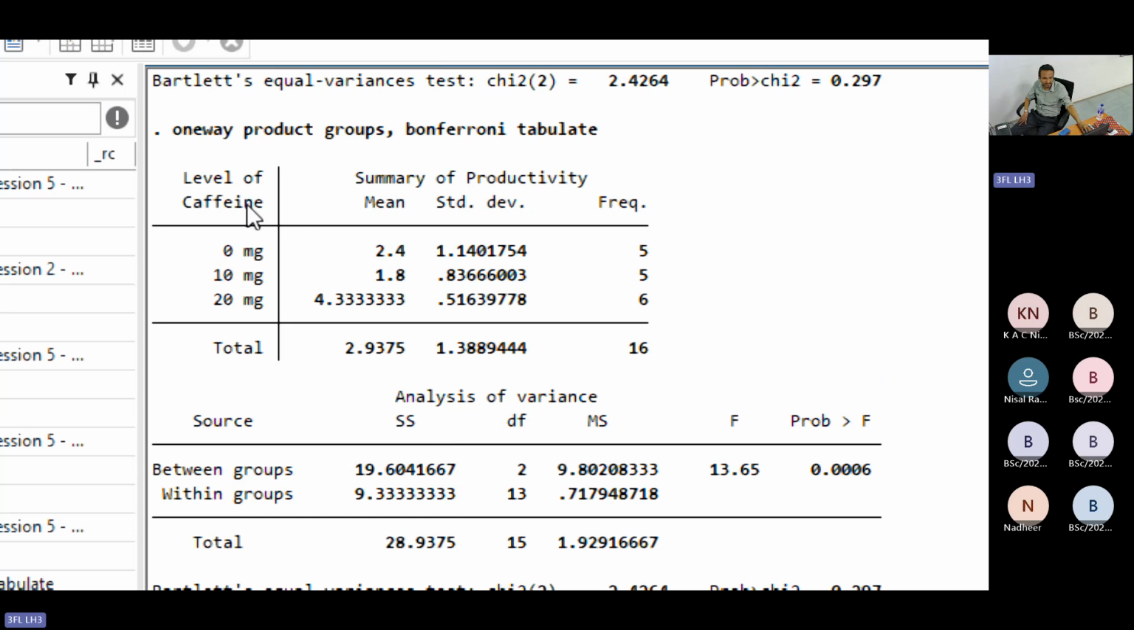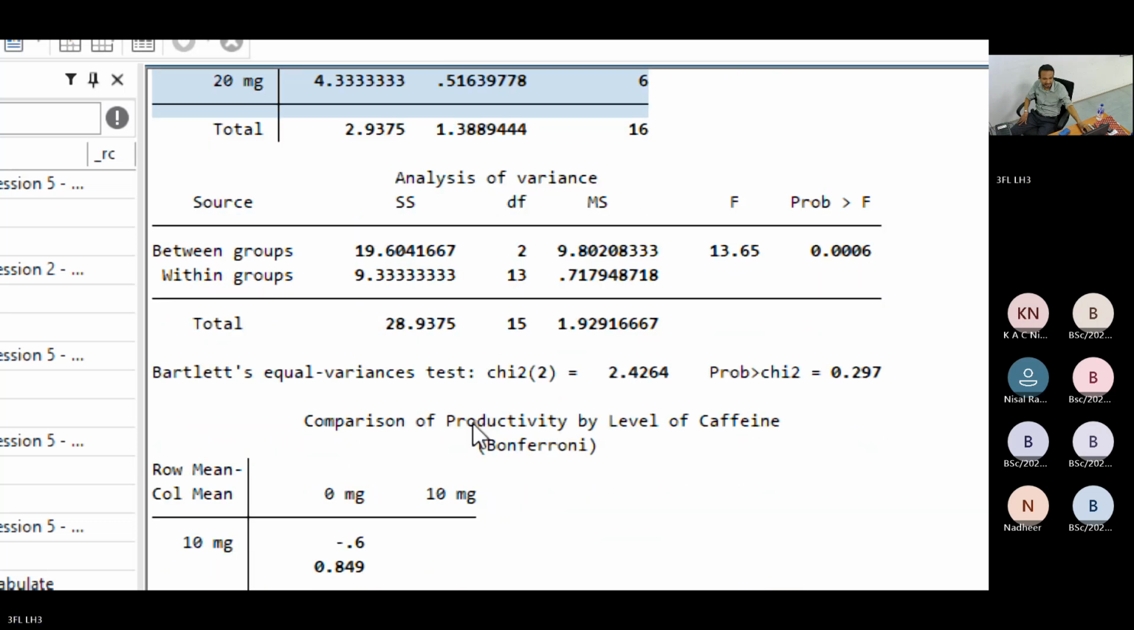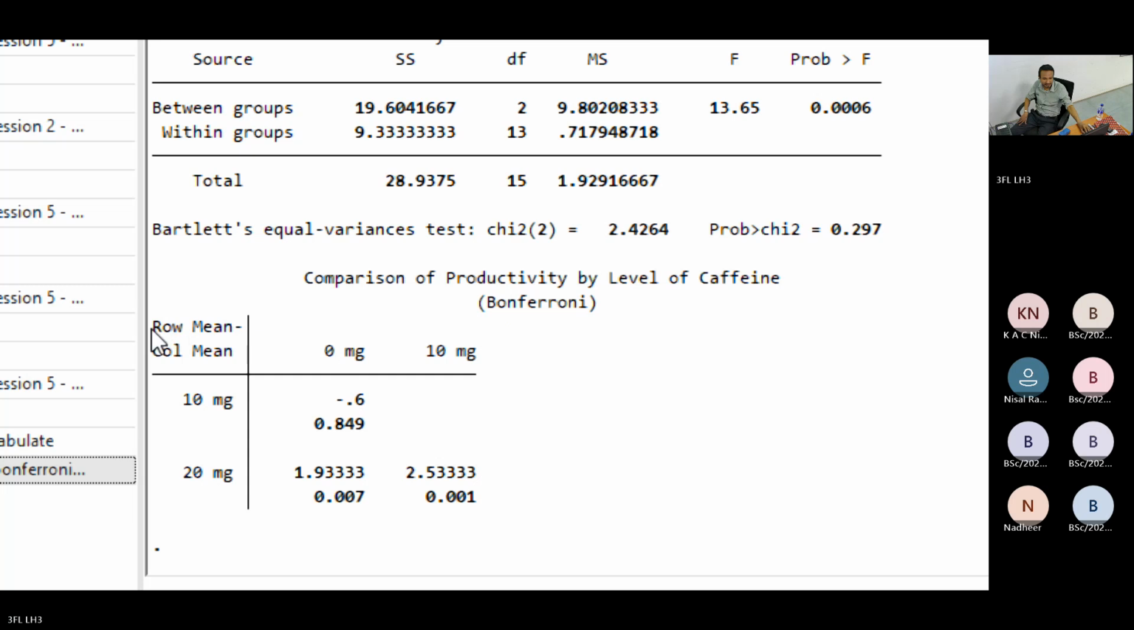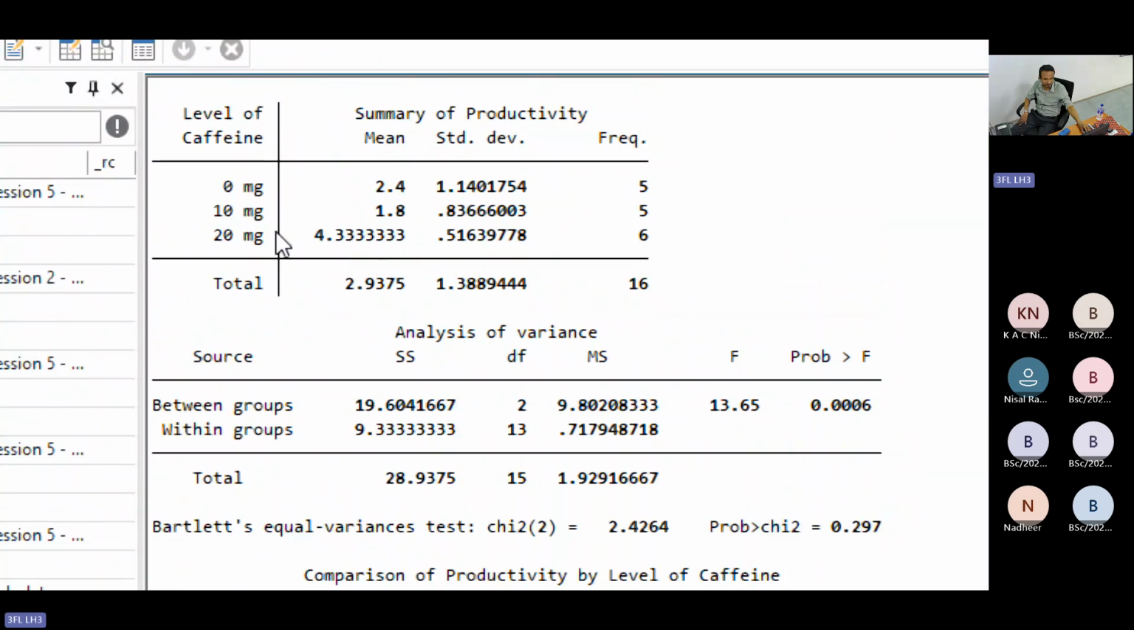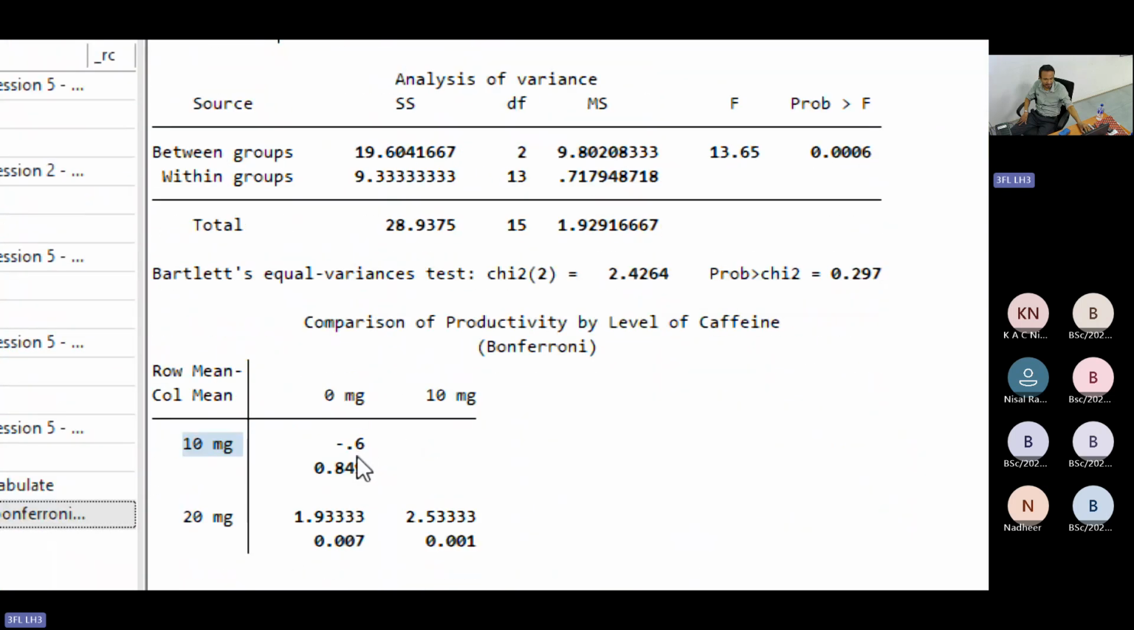Now you can see here, in addition to the normal tables that we had, a nice table is given at the end, the ANOVA table at the end. Here it compares the 0 milligram group with the 10 milligram group. You can see 10 milligram was 1.8 and 0 milligram group was 2.4. So the difference in productivity is minus 0.6.